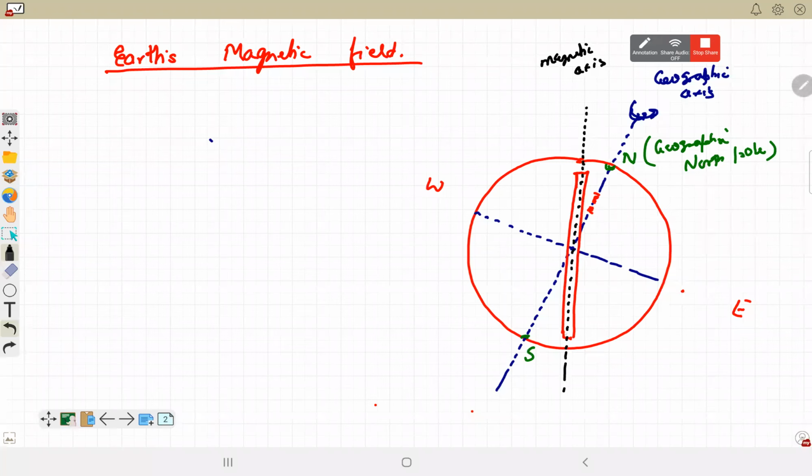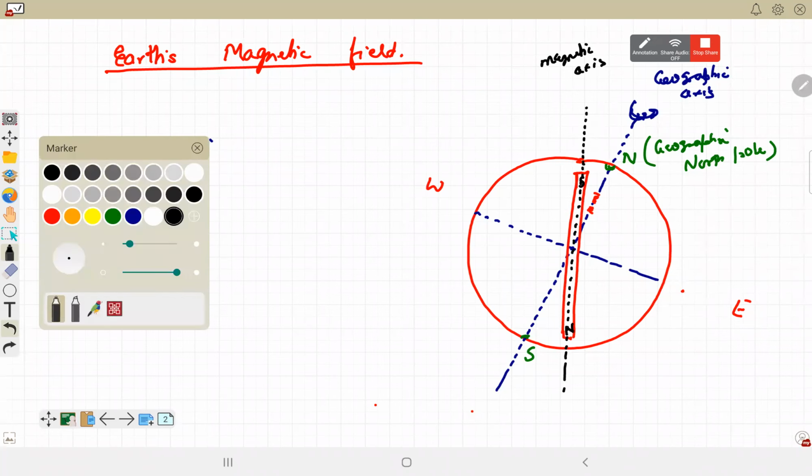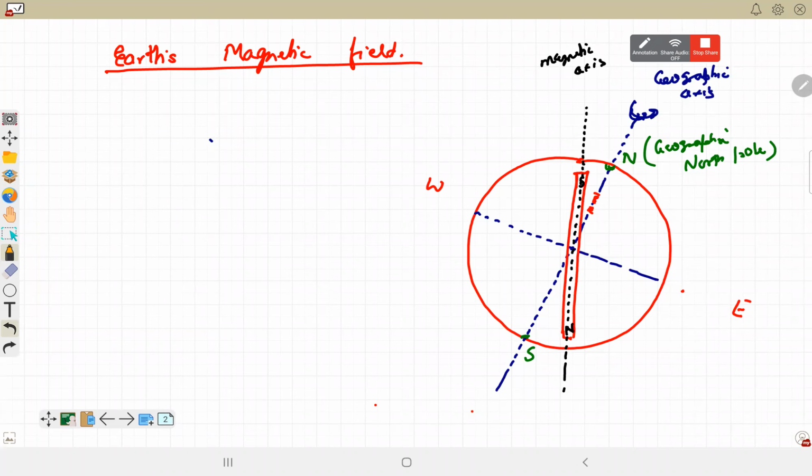जिधर अर्थ के साउथ है उधर अर्थ के मैग्नेट का नॉर्थ पोल है, और जिधर अर्थ का नॉर्थ है उधर अर्थ के मैग्नेट का साउथ पोल है. Magnetic field lines originate from the north, but since this point is towards south, this place is called south magnetic pole and this place is called north magnetic pole. But the magnetic north pole is actually the south pole of Earth's magnet. So magnetic field starts from north.